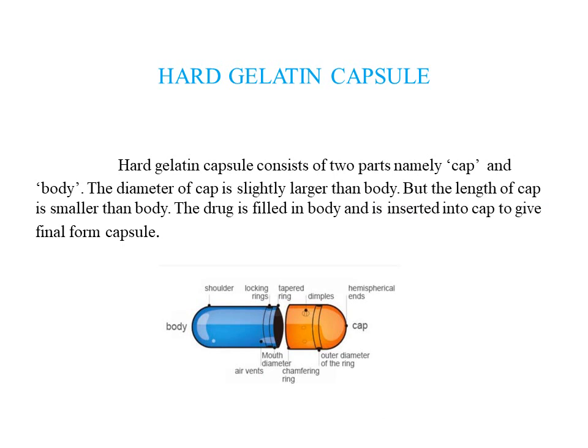A hard gelatin capsule consists of two parts, namely cap and body. The diameter of a cap is slightly larger than the body, but the length of a cap is smaller than the body. The drug is filled in the body and is inserted into the cap to give the final form capsule.